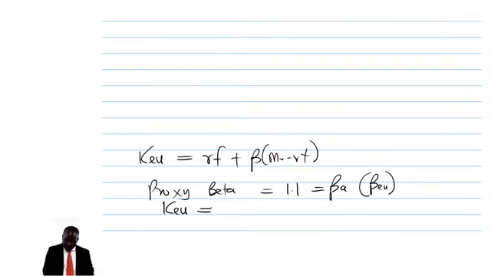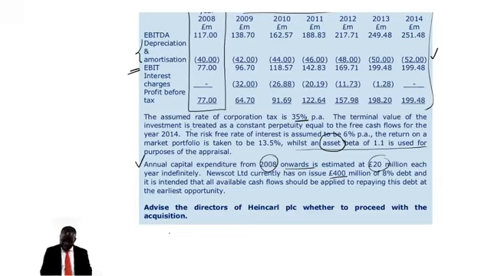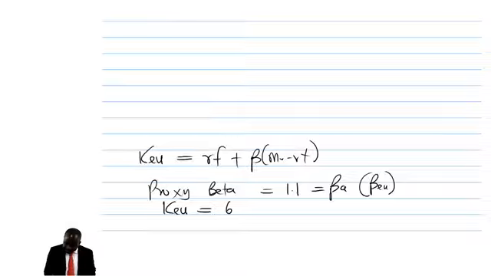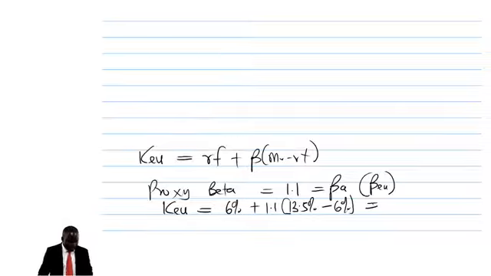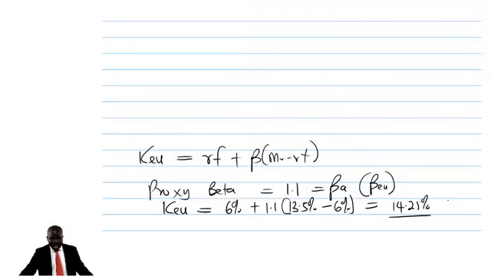And according to the question, where is the risk-free rate? The question says that the risk-free rate of interest is 6% and the market return is 13.5%. So I'm going to have 6% plus 1.1 into bracket 13.5% minus the 6%. What will be my cost of equity? That cost of equity is 14.25%.